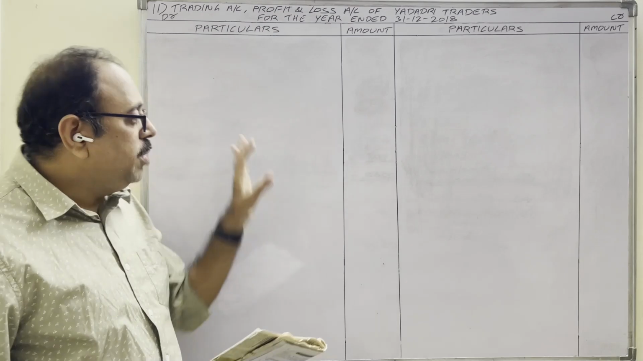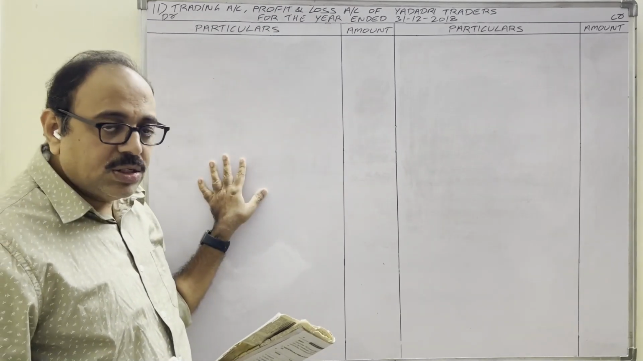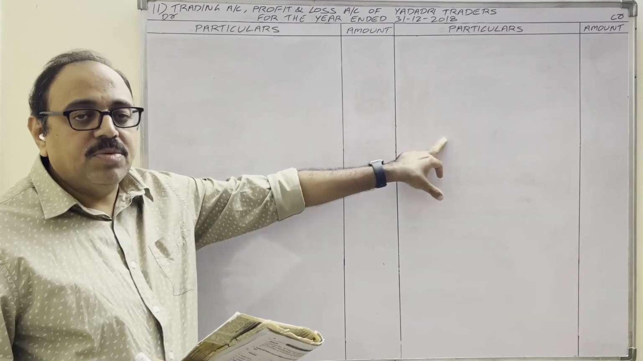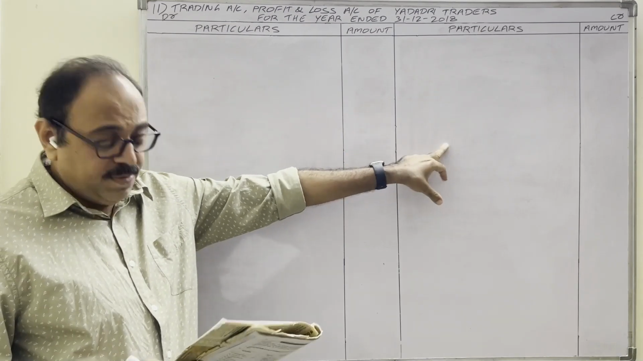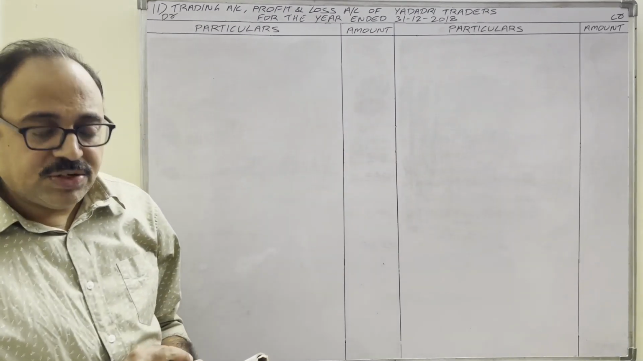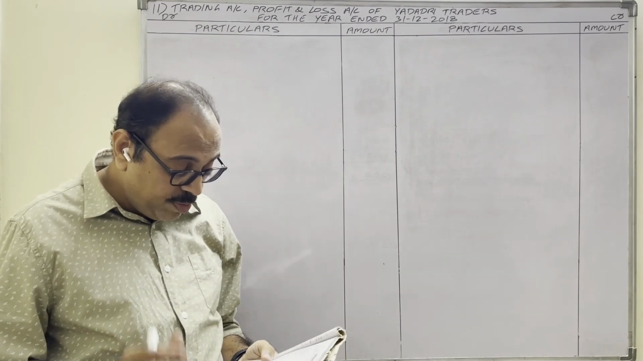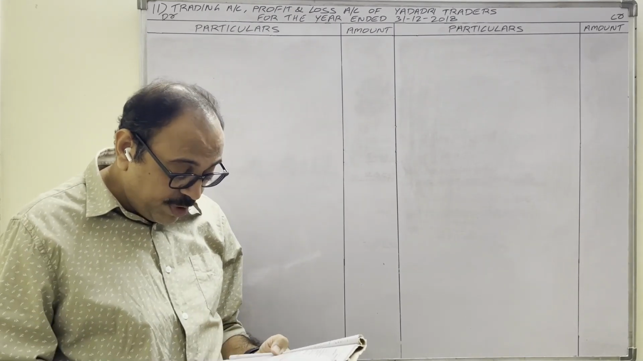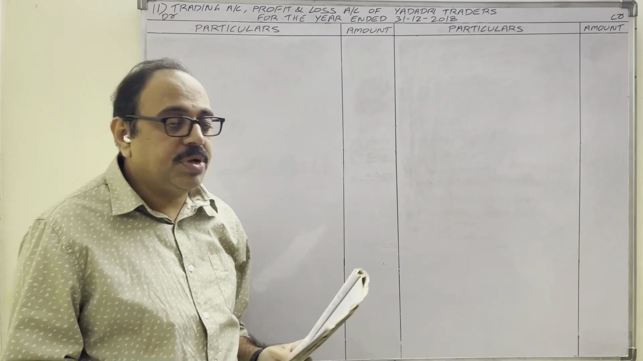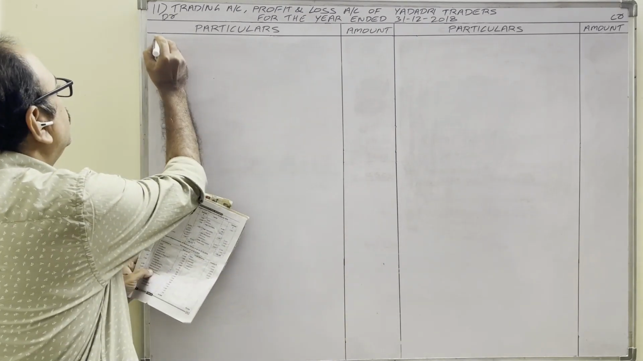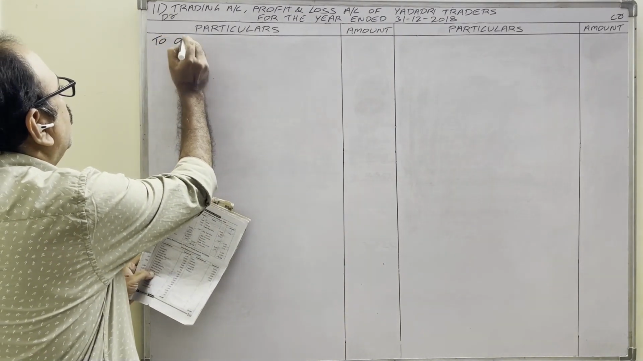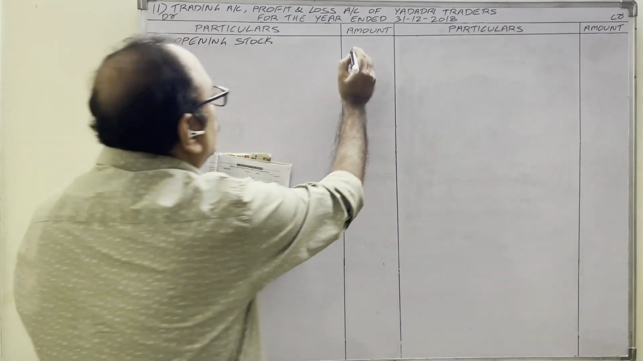You know the rule. Debit side: direct expenses, direct losses. Credit side: direct incomes, direct profits. We take the trial balance debit side first. We have to start with opening stock. Opening stock is given as 3,000 rupees. On the debit side, we start with 'To opening stock, 3,000 rupees'.